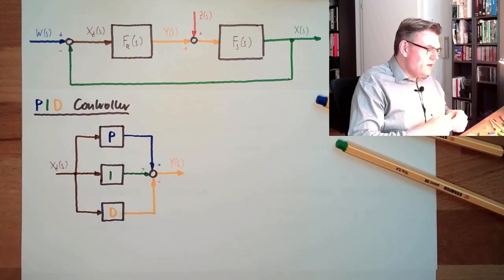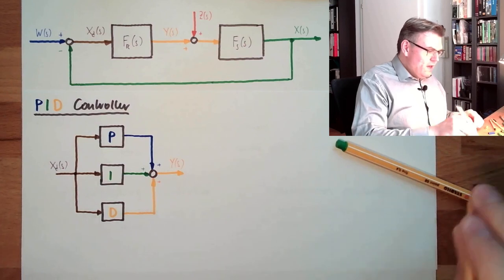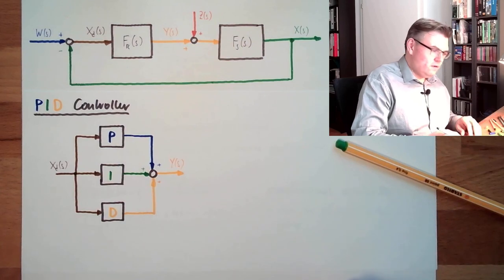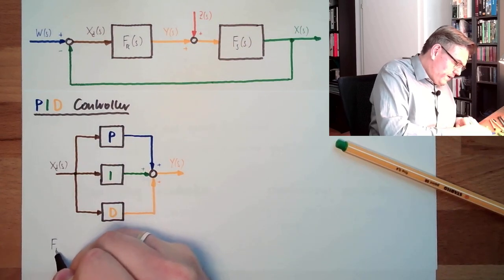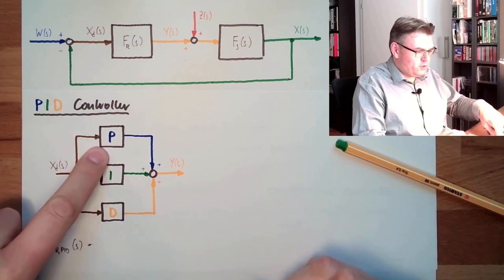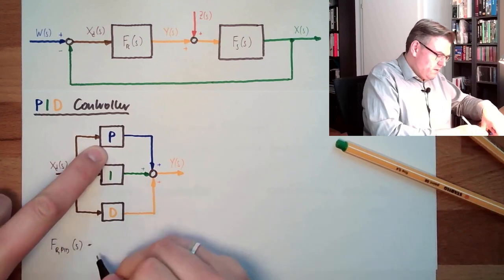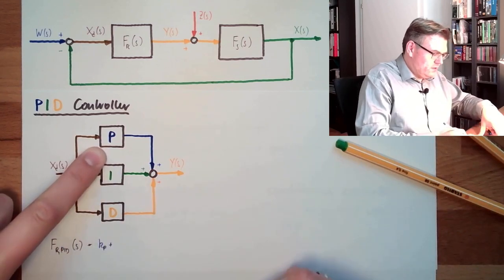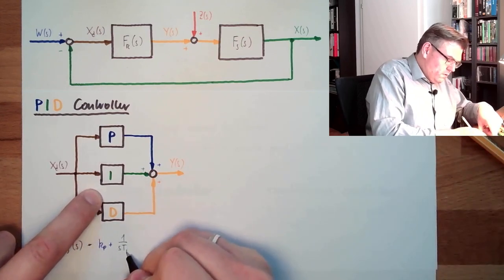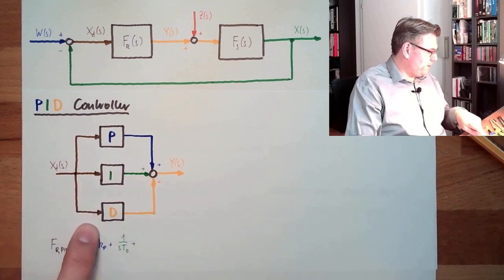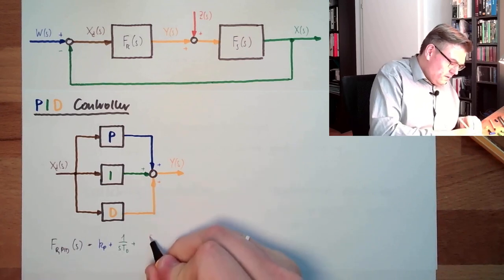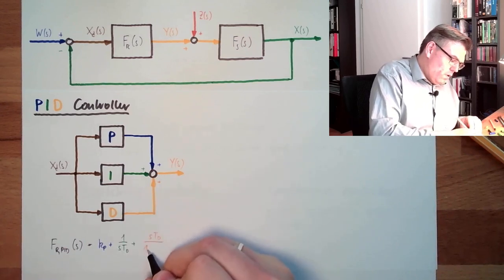So what would be the transfer function now of this PID controller? Well, I think it's clear. The transfer function of a PID controller is the transfer function of the P controller, which is actually KP, plus the transfer function of the I controller, which was 1 divided by STI, and plus the transfer function of the D controller, which was actually the DT1 element, STD divided by 1 plus ST1.